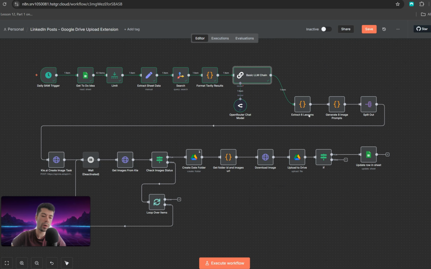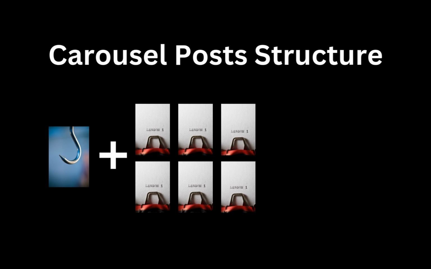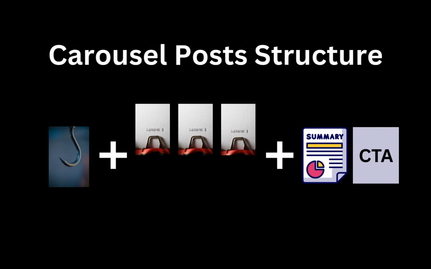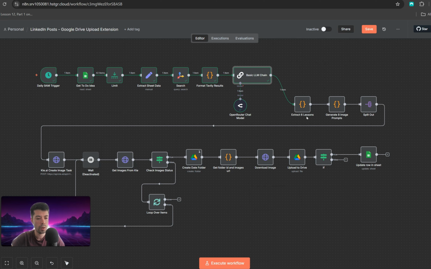So basically what I want is every LinkedIn carousel will have this structure. The first image will be the hook. Then we are going to have 6 images with lessons. That's why you are seeing here a code node called extract 6 lessons. And then we are going to have a summary of everything that has been learned. And last but not least, we are going to have a call to action, which is follow for more information. Okay, so as a total, we are going to have 9 pages for every LinkedIn post.